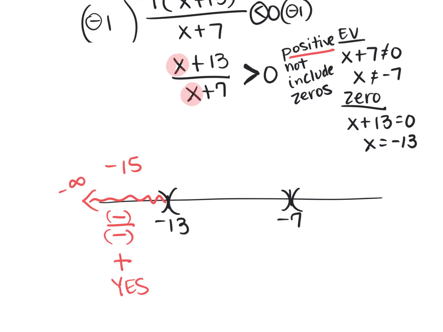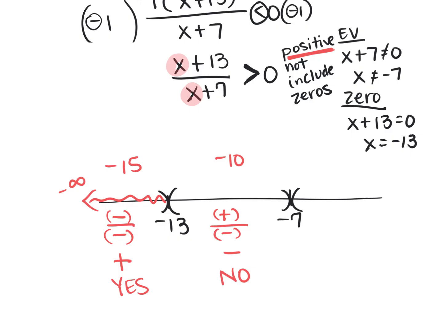Between negative 13 and negative 7, I'm just going to choose negative 10. You can choose any number between there though. So negative 10 plus 13 is positive in the numerator, and then negative 10 plus 7 would be negative in the denominator. So a positive divided by a negative is of course negative, and since we're looking for positive numbers, then this is not included in our solution set.